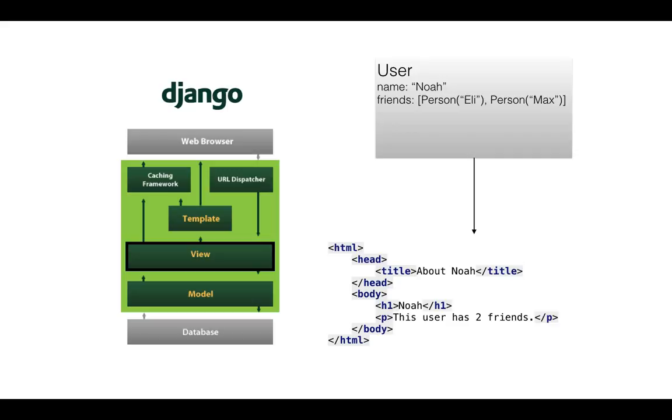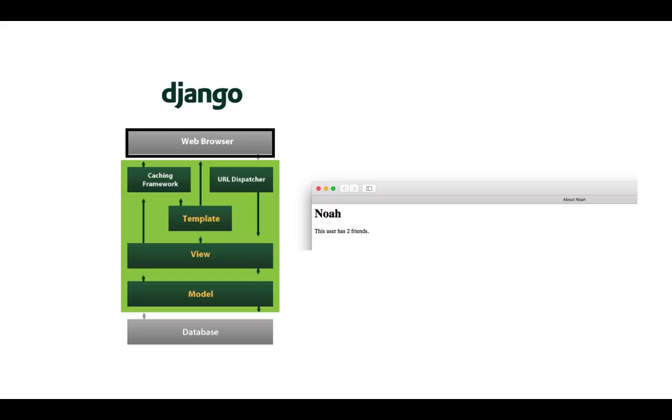And indeed, we can see that when we insert that information, this is essentially what the page looks like. It puts in Noah for user.name, it puts in two for the number of friends that I have, and when I go to use pluralize, it will put an S because two should be plural, two friends, not two friend. And so finally, all of this data can go through the caching framework if you want to store data, although we're not going to use that. And it will go to the web browser. So you can see what it looks like at the end. The title says about Noah. And then you have your heading that says Noah, and then it says this user has two friends.